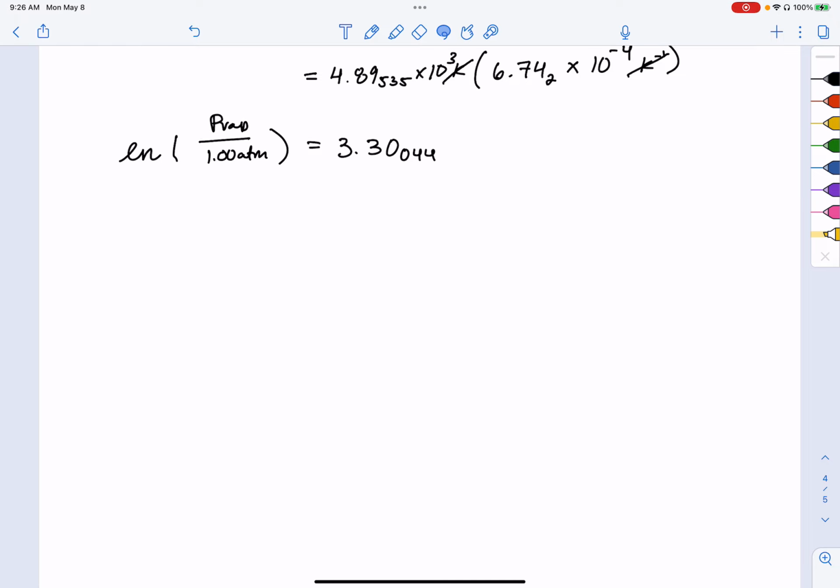Now we have to apply some algebra because our variable, our x, our unknown, is wrapped up or trapped up inside this natural log function. So the only way to undo a natural log is to apply an exponential, because again, natural log and base e exponential functions are inverses of one another, just like log base 10 and 10 to the functions are inverses of one another. So if I do e to the natural log of vapor pressure over 1.00 atmosphere, if I do that to one side, I have to do it to both. That is equal to e to the 3.30044.